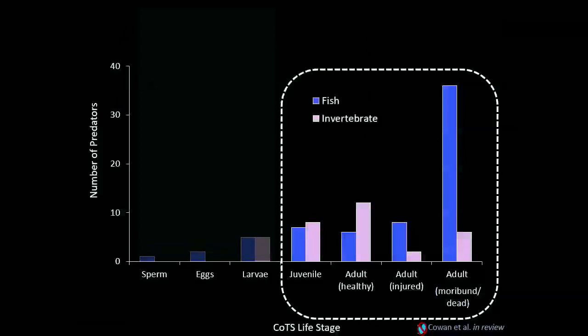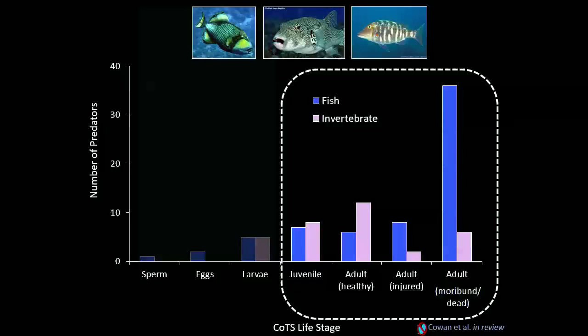So scientific interest in predation upon COTS has primarily focused upon the post-settlement life stages, and this revealed a number of potentially key predators, such as fish species, which are represented by the blue bars, and includes triggerfish, pufferfish, and emperors, and a number of invertebrate species, which are represented by the pink bars, and this includes the giant triton, the harlequin shrimp, and the lion fireworm.